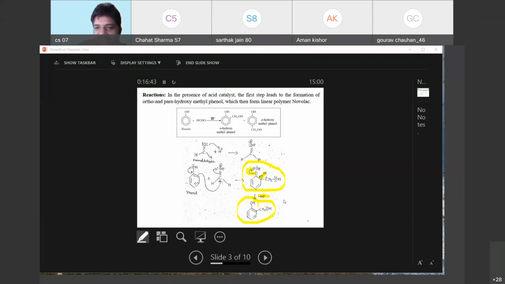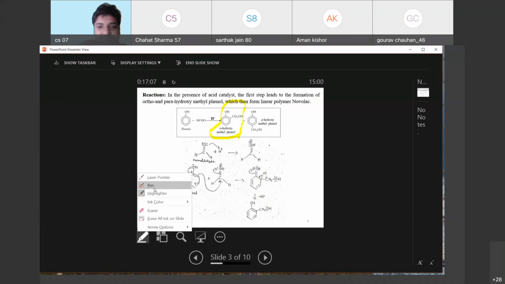So this is the reaction mechanism for the formation of this orthohydroxymethylphenol. In a similar way, para-hydroxymethylphenol will form, with the same mechanism. But now you have to make a slight difference. How? Now the attack of phenol is taking place from the para position on the carbonyl carbon. The attack happens from here.